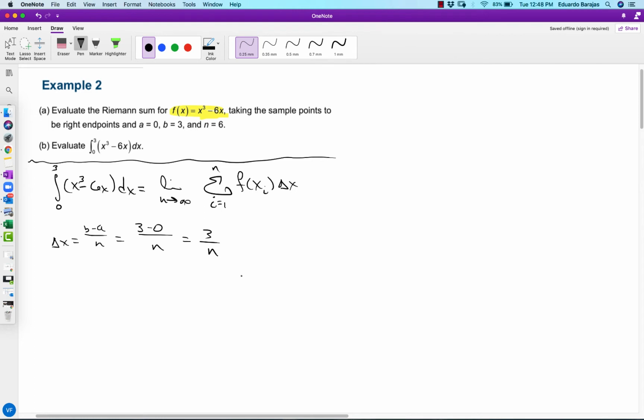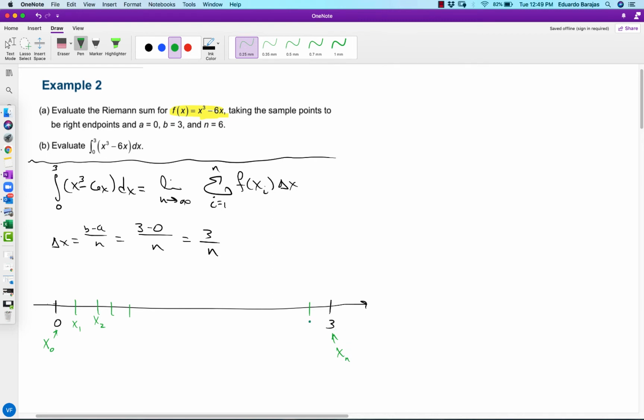All right, now let's think about our partition points, which will also act as our sample points. If this is the x-axis and we go from 0 all the way out to 3, we're going to break this guy up. Okay, so this one will be x sub 1, x sub 2. We start off with x sub 0. And then we keep going until we get to the last one, which would be x sub n. x sub n is equal to 3.